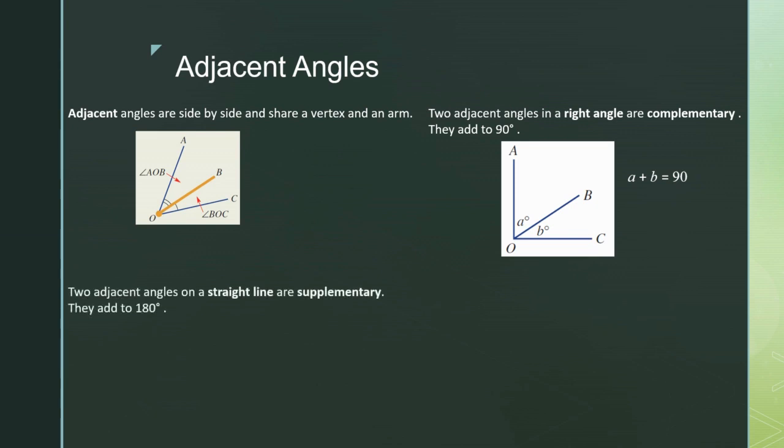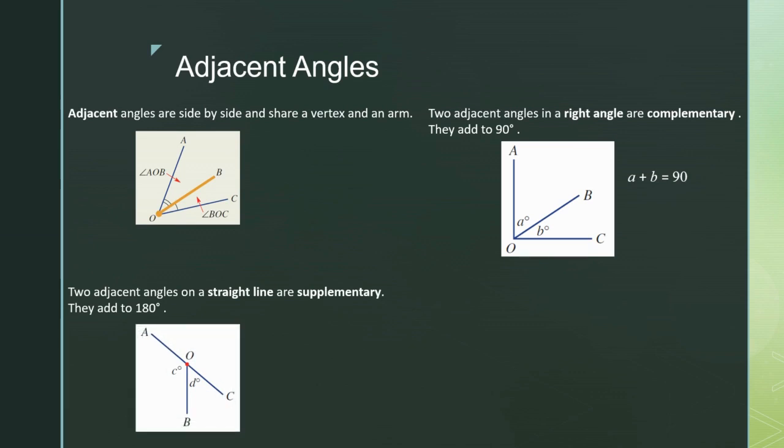If we have two adjacent angles and they form a straight line, then they add up to 180. They are called supplementary. So in this image we can see our straight line, which is AC or AOC. It's a straight line, and there are two angles coming off that, which have been labelled a lowercase c and a lowercase d. These two angles are adjacent. Okay, they are next to each other, side by side. They share a vertex and they share an arm. And they form a straight line together, so therefore they add up to 180 degrees. So C plus D is equal to 180 degrees.